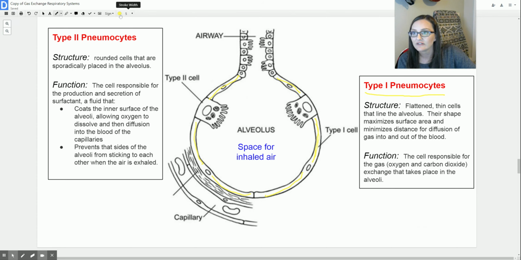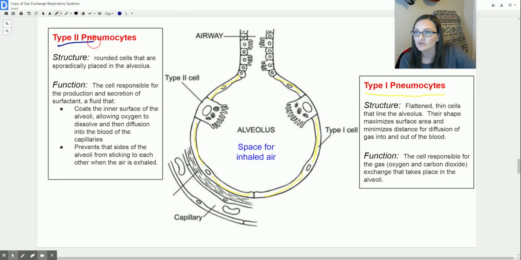Let's change some colors here. That is what is responsible for the gas exchange. When it asks you which of these structures is responsible for exchanging that oxygen and that carbon dioxide, it's going to be your type 1 pneumocytes.